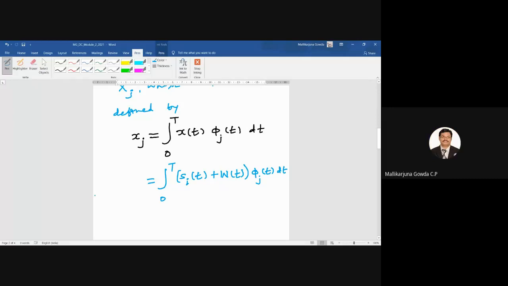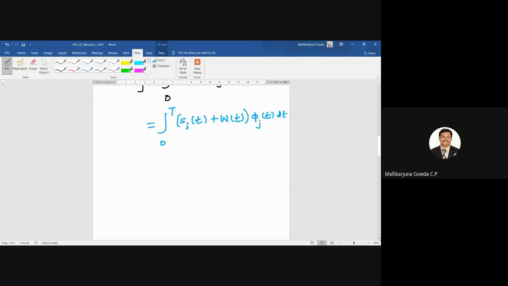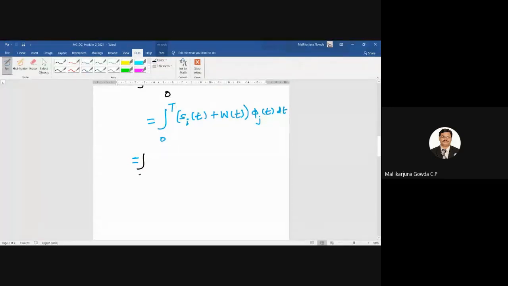Yes, sir. So now you can split the integration and simplify further. Let me write what xj is. So what can I do now? Next step: if I split it, any one of you can say what we can write? The integral 0 to t, can I write the first term as Si of t, phi j of t into dt? Is this fine?